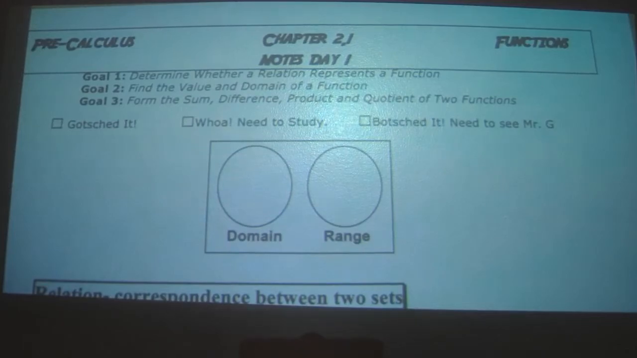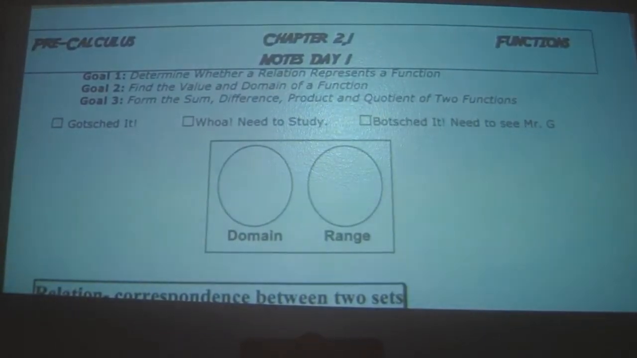So, ladies and gentlemen, today we're going to do chapter 2.1, day 1, functions. We have 2 goals for today. Goal number 1, we are going to determine whether a relation represents a function. And goal number 2, we're going to find the value and domain of a function. So that's our 2 goals for today. Goal number 3 we will talk about in the second day of notes, okay? So let's get started, okay?